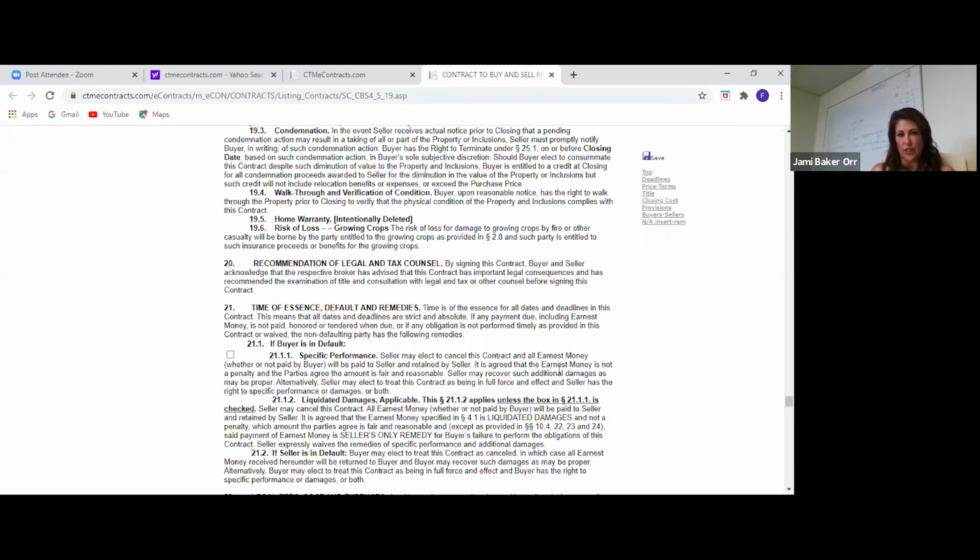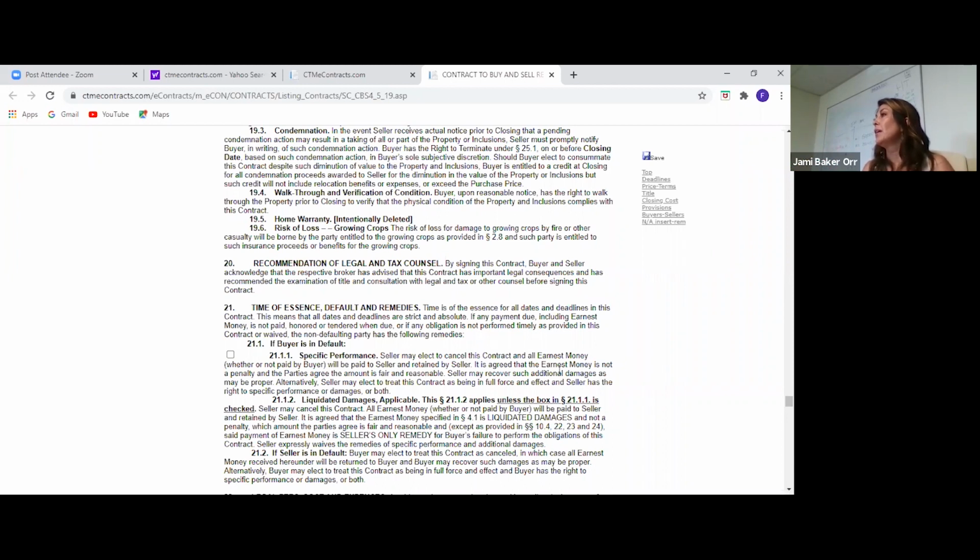Alternatively, seller may elect to treat this contract as being fully in force and effect, and seller has the right to specific performance or damage, or both. So what it's saying is that they're going to buy the property. So in our case, I had the seller, he had the buyer, and the buyer needed to get a couple of paychecks. It was a pharmacist or a doctor or somebody, and he was just starting at Parkview. And the specific performance said, you're buying it, you're committed to buy it. There's not an out. So if you terminate, it's not just your earnest money. We're going to make you buy the property.